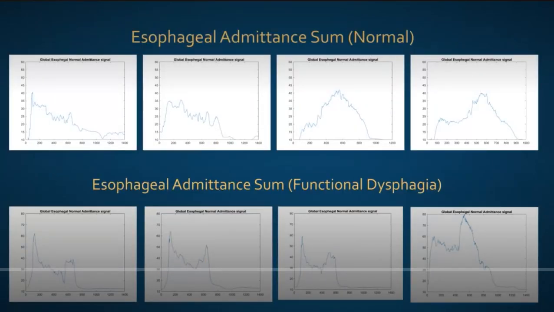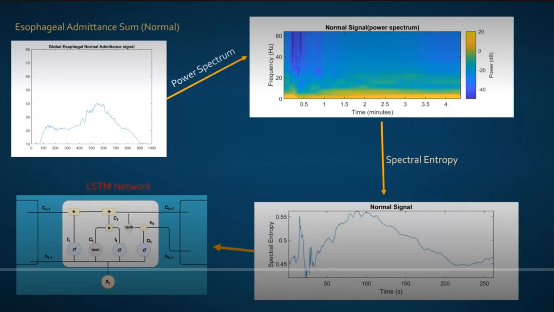Here you can see the global signals for both normal and functional dysphagia patients. So if you take one of these admittance signals and we take the power spectrum, this is what we get, and we can always extract some features from this power spectrum. Here we took out the spectral entropy, which also produces a one-dimensional signal, and then we feed this into the neural network for the classification. And we want to see how good these features serve to train and test the classifier.